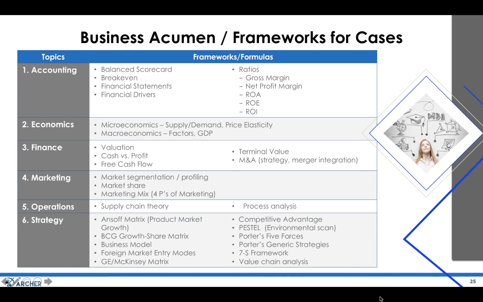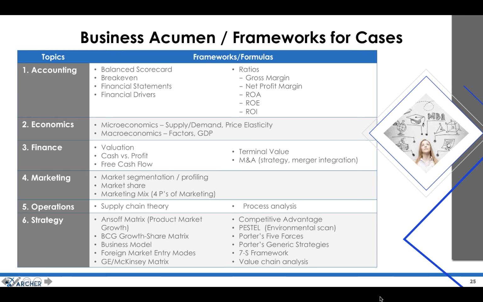The second area then is economics, knowing some of the key elements of micro for supply demand and perhaps price elasticity, how sensitive prices are for a given consumer group. And then also macroeconomics, some of the factors, the external factors which drive the macroeconomic environment, as well as the construction of GDP growth rates, that sort of thing.